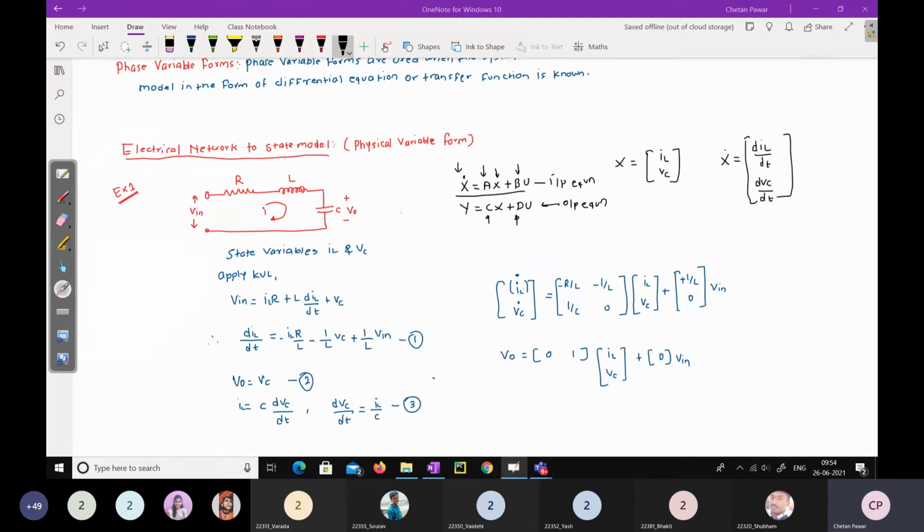So if I just mention the matrices here, this will be the A matrix, the system matrix. This will be the input matrix. This will be the output matrix. And this will be the direct transmission matrix.